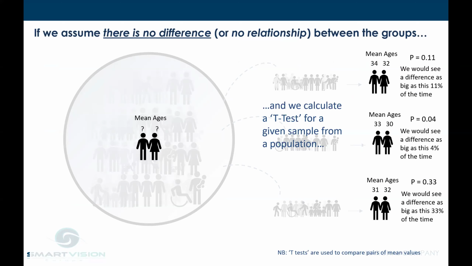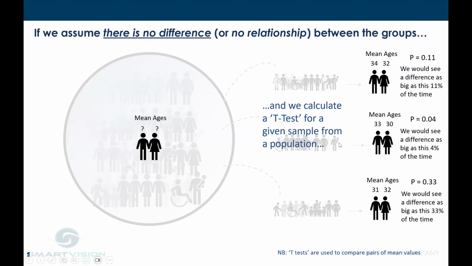If we're comparing two averages, we'd normally do a t-test. And the t-test here would return to us different p-values. So if we looked at the first one here, it gives us a p-value of 0.111. That's saying that we would see a difference as big as the one that we're observing here of 34 and 32, just 2 years, as big as this 11% of the time randomly, effectively.